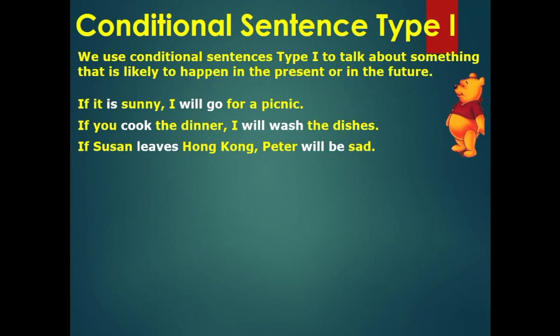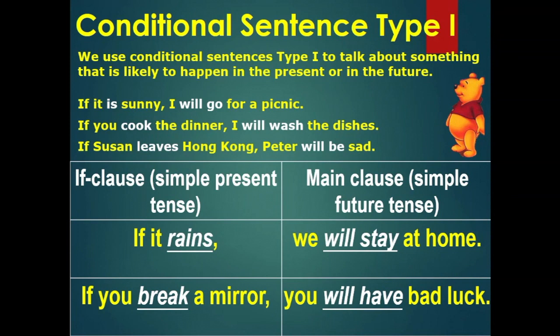So we use the first type of conditionals to talk about things that are possible in the future. They are likely, and there's a likely chance of them happening. Okay? Now look at these two tables.